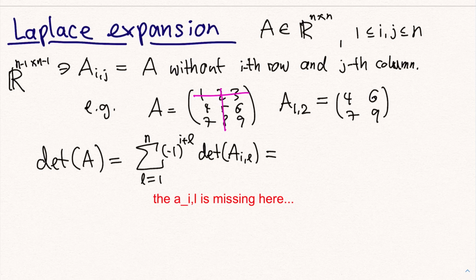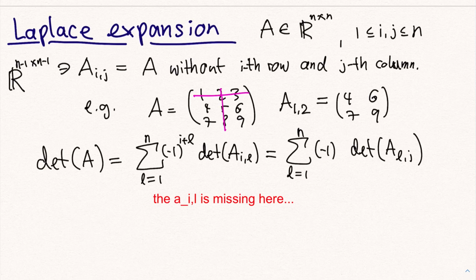So this would be an expansion along the ith row, but you can also take an expansion along the jth column. So again, you have the determinant of A. Now you fix the column and you go through all possible rows. And here the factor is (-1)^(i+j).